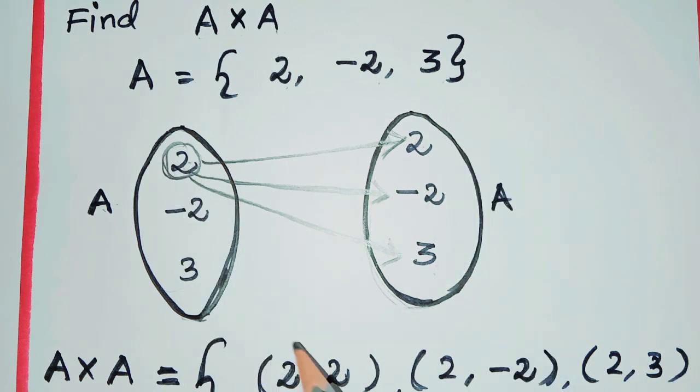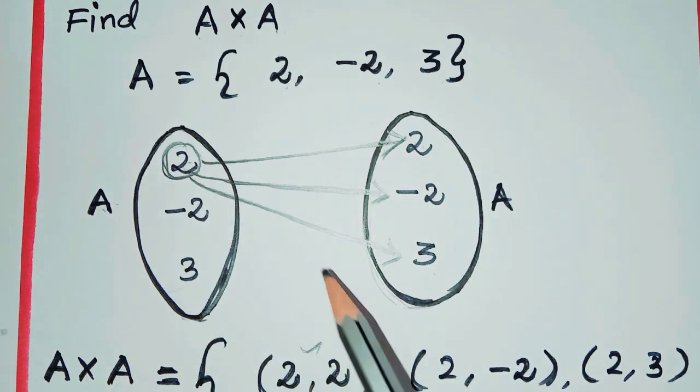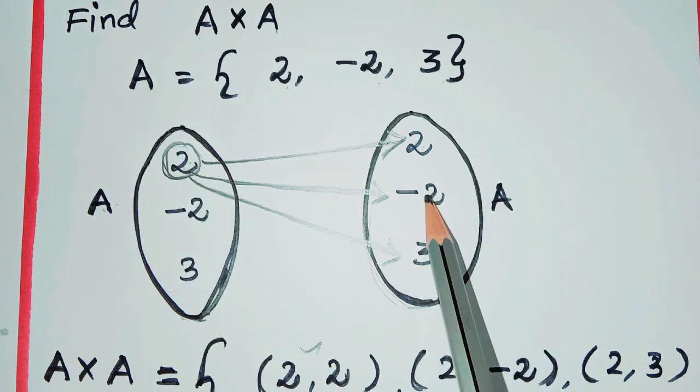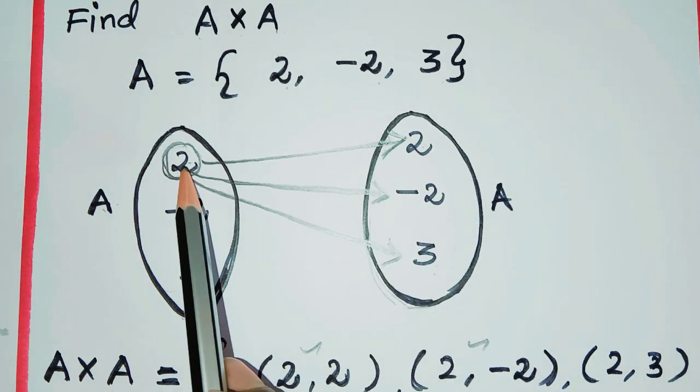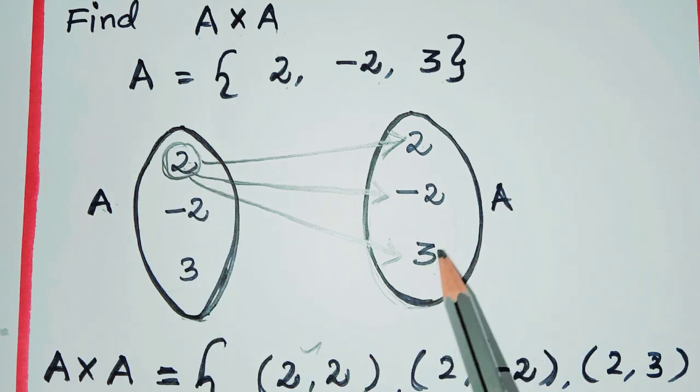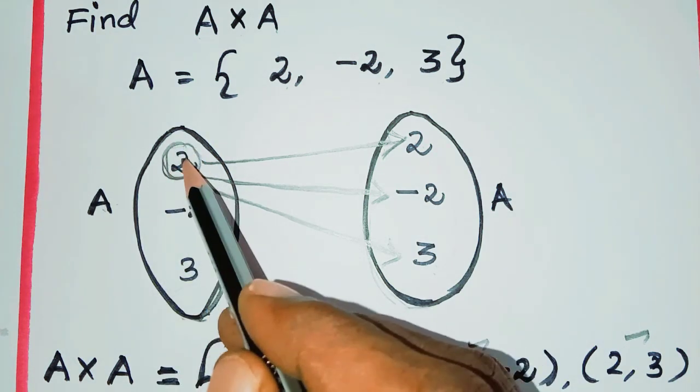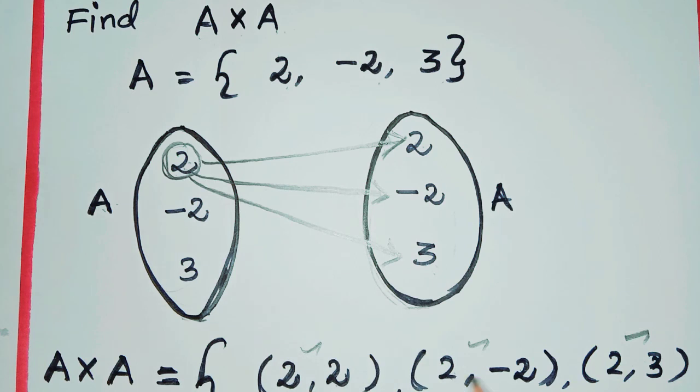So 2, 2. This is the first ordered pair. Next one is 2 paired with minus 2, the second element of A. 2, minus 2 is the second ordered pair. Next, 2 paired with the third element of A, that is 3. 2, 3 is the third ordered pair. So these are the 3 ordered pairs using the first element of A, that is 2. Using 2, we get 2, 2, 2, minus 2, 2, 3.